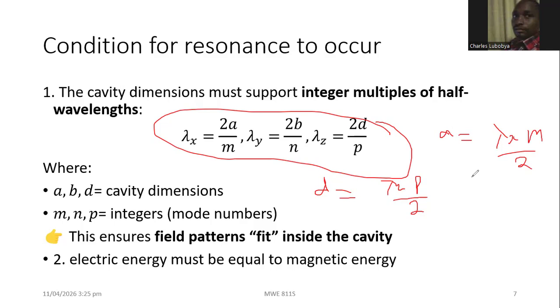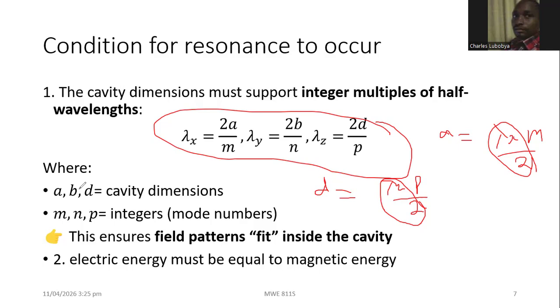So what we get is that for resonance to occur, these dimensions A, B, and D must be such that they are multiples of half wavelength. And you can actually see here that this is basically the half wavelength. Equally, this one is the half wavelength. These are important conditions to be met. So this ensures that the field patterns inside the cavity fit.